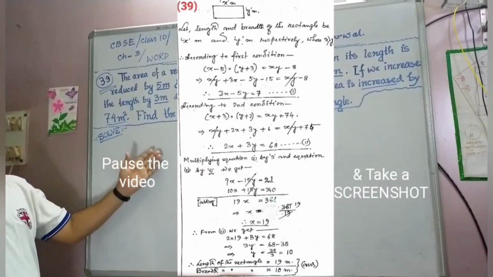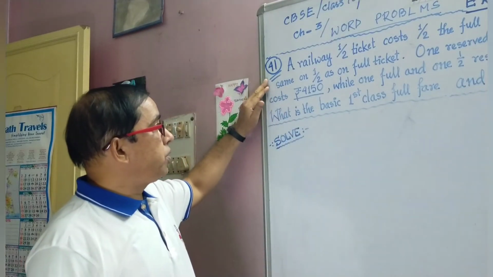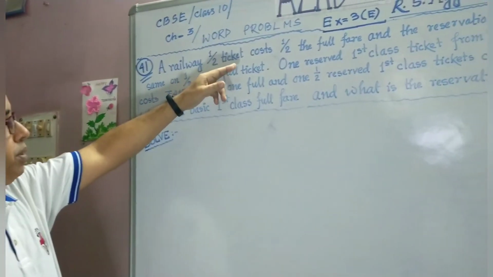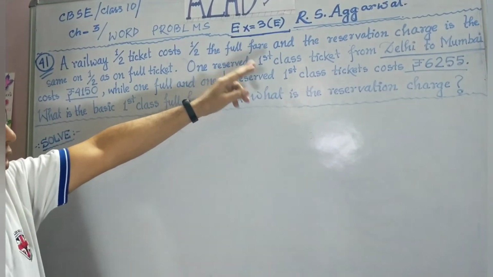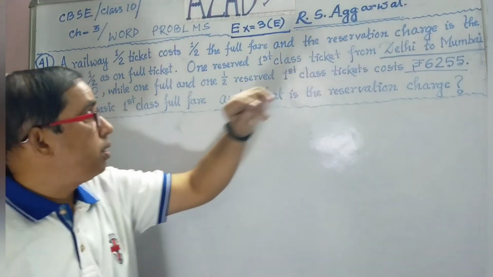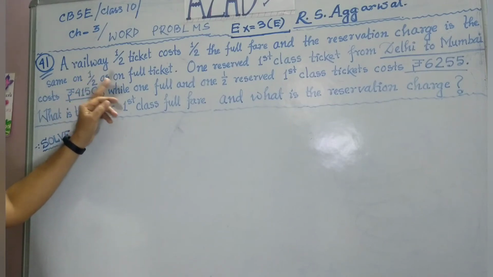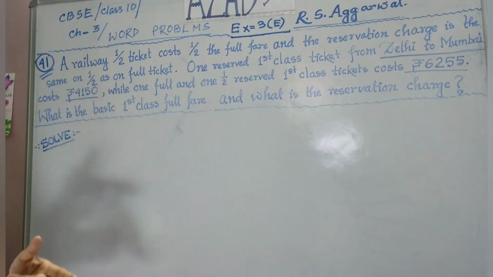Now see the representation. Now problem number 41. The question is, a railway half ticket costs half of the full fare and the reservation charge is the same as half ticket on the full ticket. That means the reservation charge for a half ticket and a full ticket are same. This is the fact of the first line.